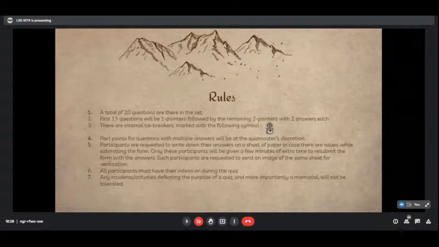Finally, any incidents or activities that defeat the purpose of this quiz, and more importantly, it being a memorial, will absolutely not be tolerated. So it's a strict warning for you guys to not indulge in any sort of cheating, because you might make it through the prelims, but it'll be very obvious in the finals, and we've laid enough traps for you to expose yourself. And please remember, we're also streaming live on YouTube, so keep your mics muted at all times. When we're discussing or revealing the answers, you guys can unmute yourselves.